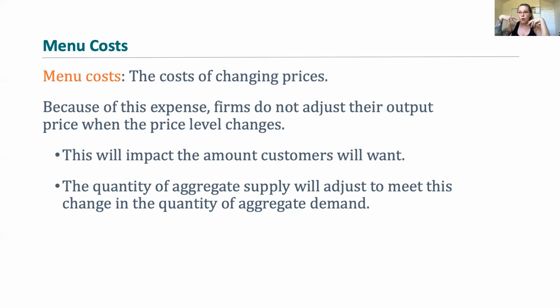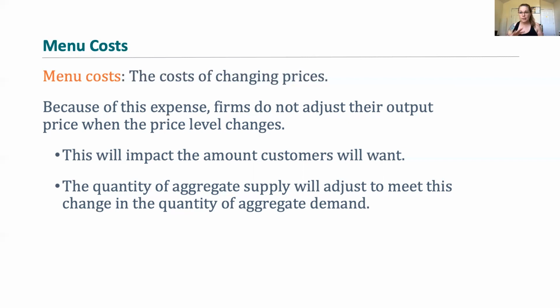Then people will view the products that firm is producing as relatively cheaper, and consumers will want to buy more of it. So the quantity of aggregate supply will rise to satisfy consumer demand. And so in the short run, the quantity of aggregate supply would actually shift to the right.